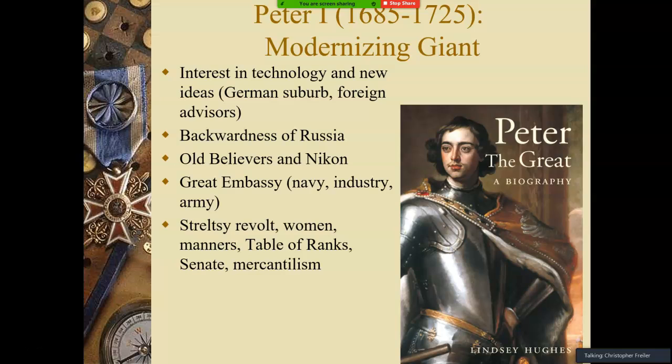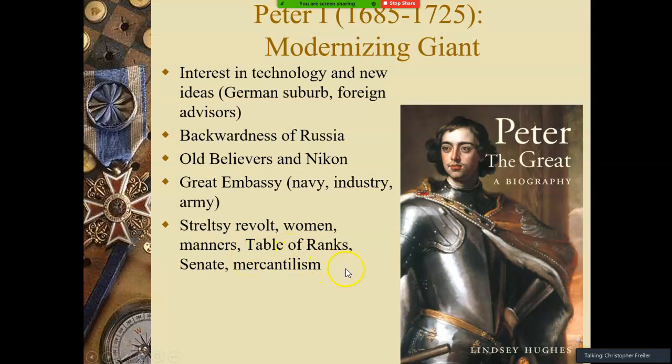So he shaved off their beards or taxed their beards, and he forced them to adopt Western customs and dress. He also introduced a merit system called the Table of Ranks, where you could move up in society based on your contributions. And the Senate here is not like our Senate. It's not like a legislative body. It's really just a council of advisors that he used to implement his policies, such as mercantilism.